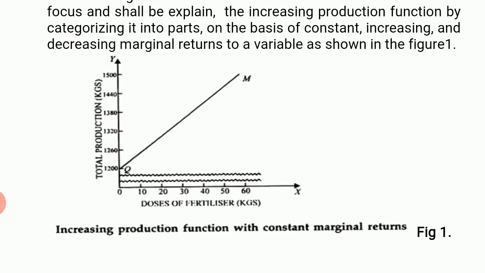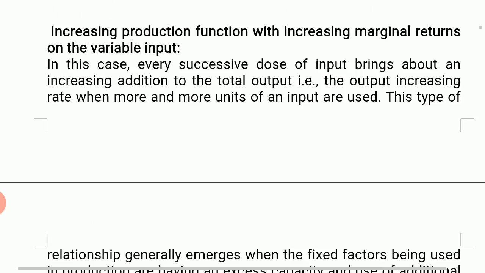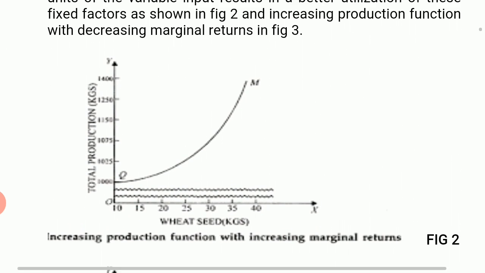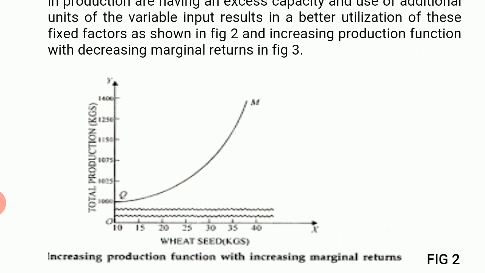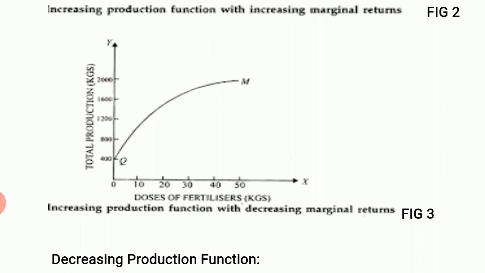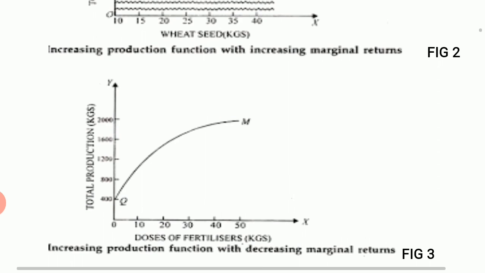Now, this is the diagram which shows increasing production function with constant marginal return. There is another diagram which shows increasing production function with decreasing marginal return to scale, and the third one is increasing production function with decreasing marginal return.